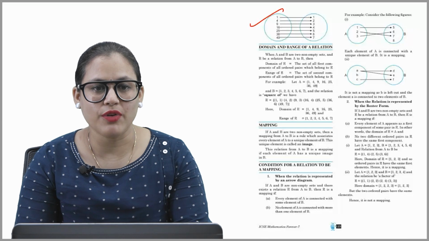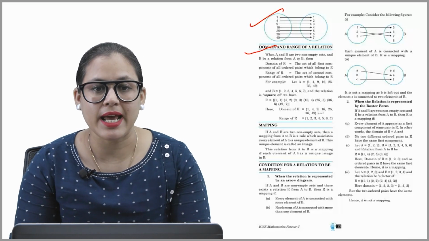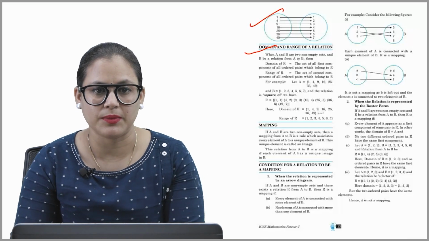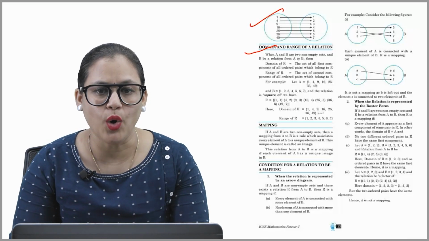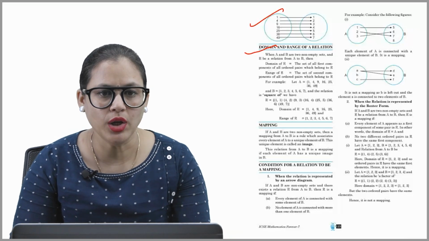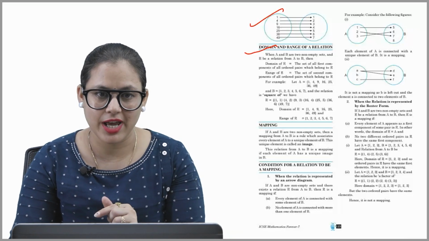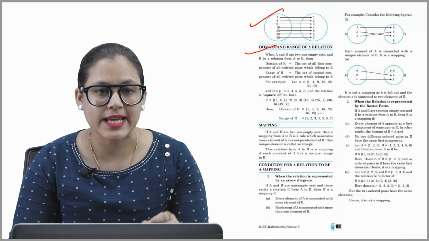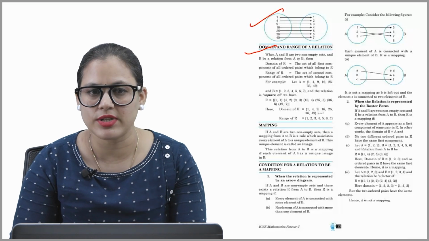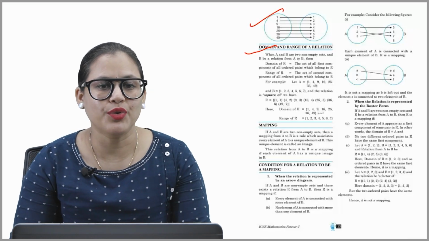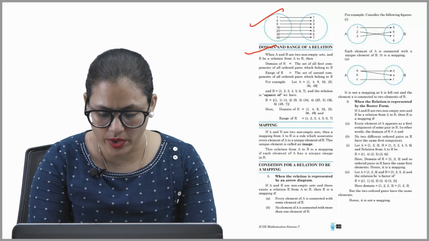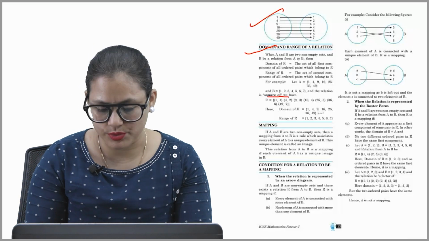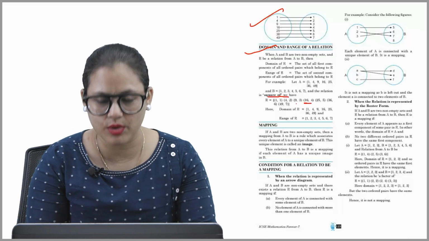Next, domain and range of a relation. When A and B are two non-empty sets and R is a relation from A to B, then the domain of R is the set of all first components of all ordered pairs which belong to R, and the range of R is the set of second components of all ordered pairs which belong to R. For example, let A equal 1, 4, 9, 16, 25, 36 and 49 and B equal 1, 2, 3, 4, 5, 6, 7 and the relation is "square of". So we have R equals 1 is the square of 1, 4 is the square of 2, 9 is the square of 3, 16 is the square of 4.